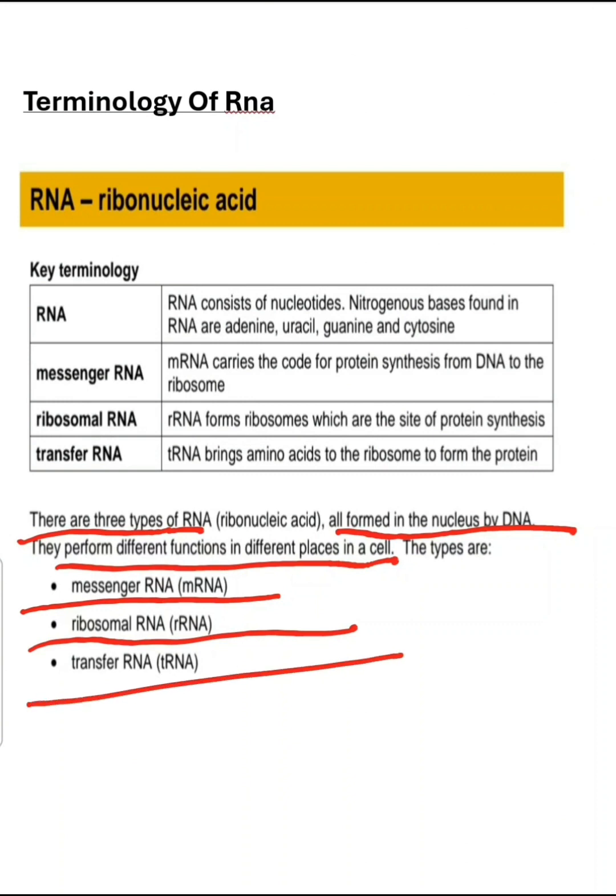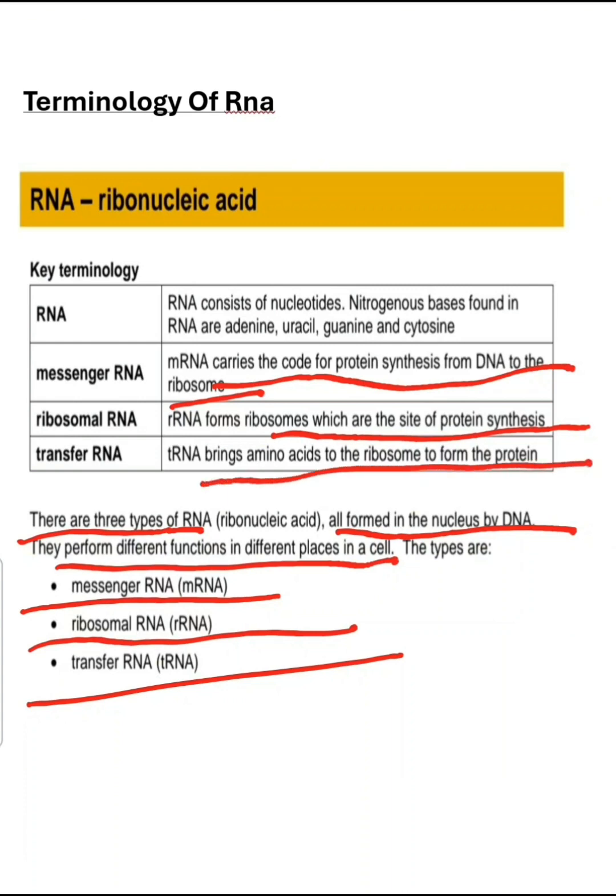All right. So what does messenger RNA basically do? It carries the code for protein synthesis from the ribosome. Then what does ribosomal RNA do? It forms ribosomes, which are the site of protein synthesis, right? And then transfer RNA brings amino acids to the ribosome to form protein. All right. This might be really confusing for you, but as we learn deeper into protein synthesis, you'll get the hang of it.